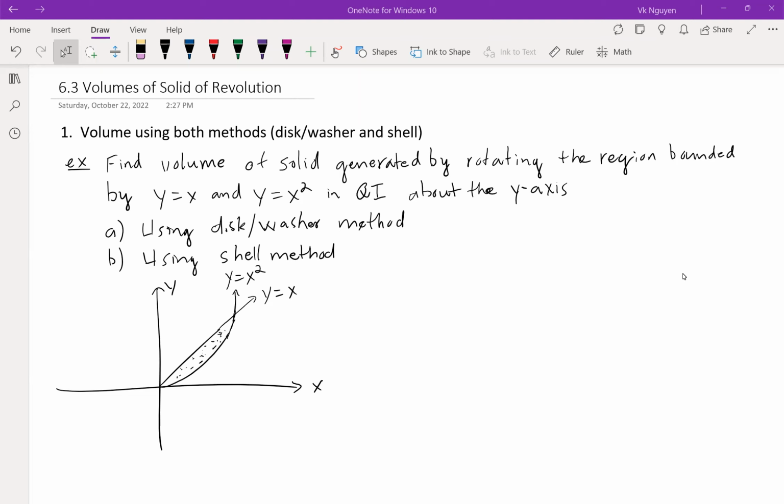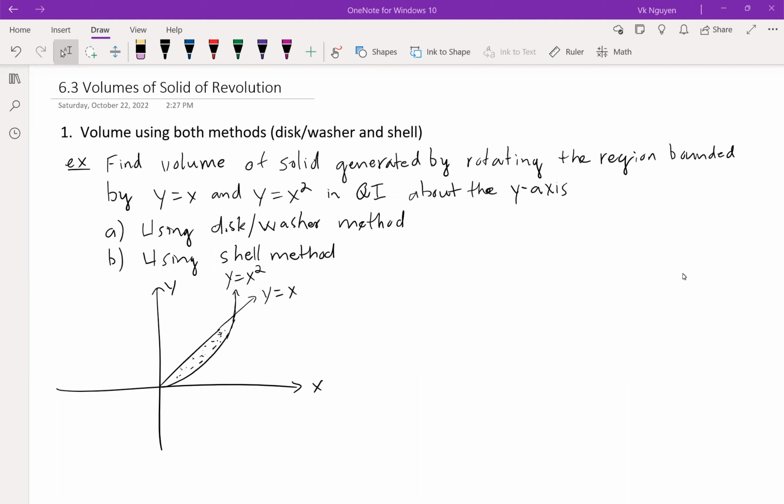Here comes an example. Find the volume of the solid generated by rotating the region bounded by the line y equals x and the curve y equals x squared in the first quadrant about the y-axis. Part A, using the disk or washer method. Part B, using the shell method.